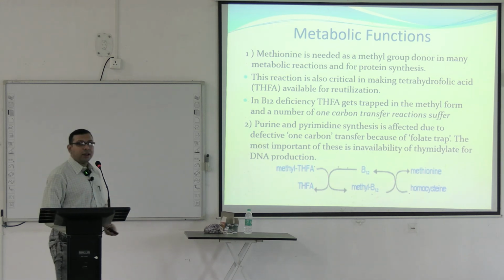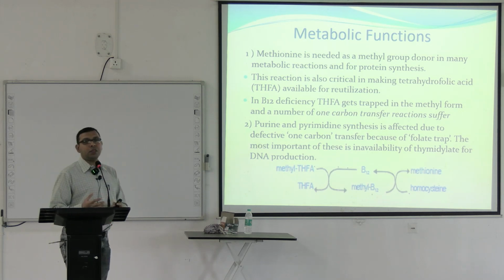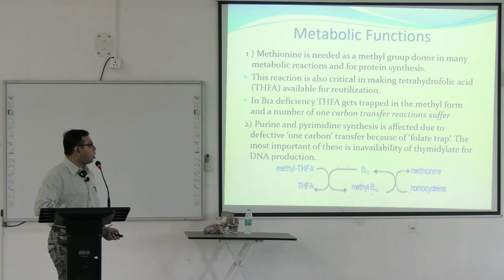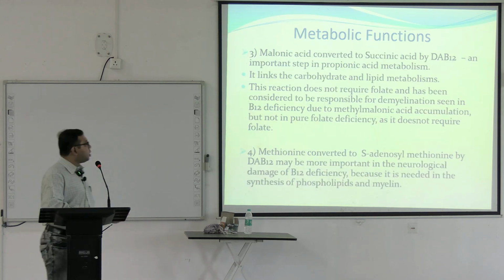Purine and pyrimidine synthesis is affected due to defective 1-carbon transfer because of this folate trap. So folate trap means the tetrahydrofolic acid, which is the active moiety, cannot be regenerated from the dihydrofolic acid because it is trapped within the previous forms. The most important consequence of this is the unavailability of thymidylate for DNA production. So DNA will not be produced. So ultimately there will be megaloblastosis, and the RBC cells will die.